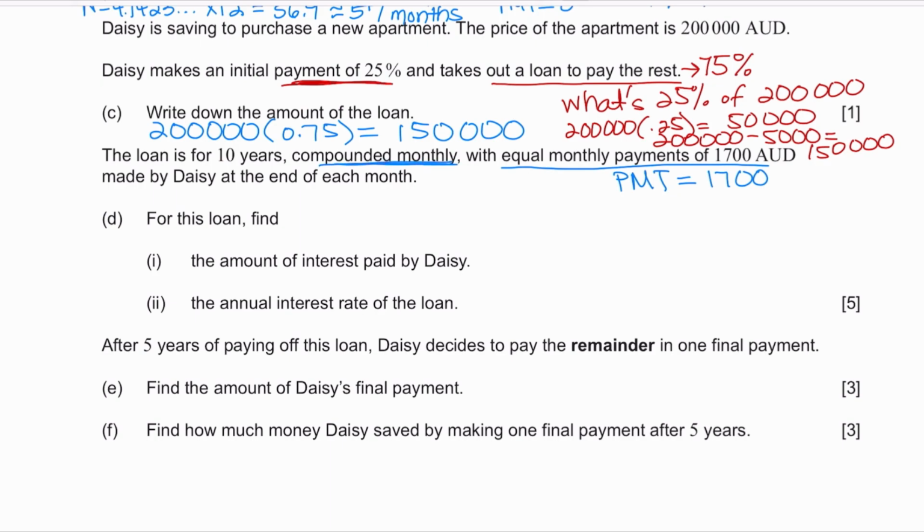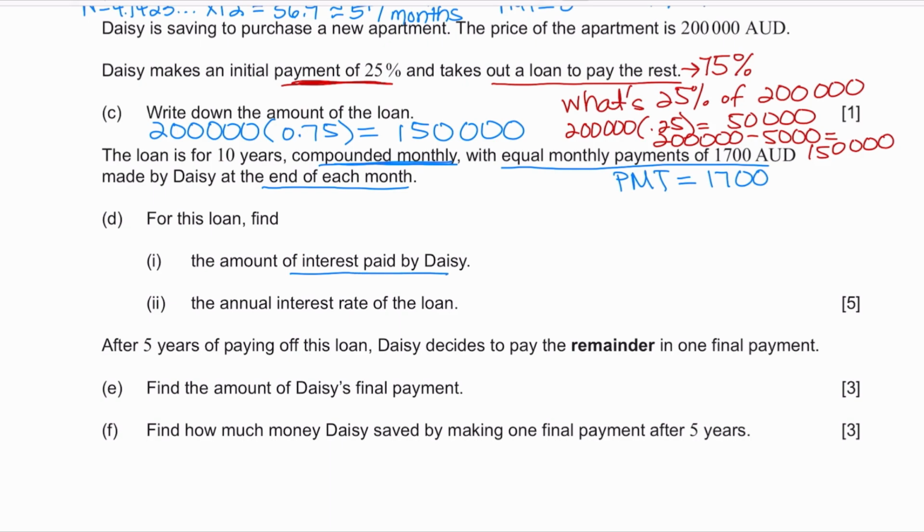It says the loan is for 10 years, compounded monthly. Okay, so now it's compounded monthly, not quarterly, with equal monthly payments of 1,700 Australian dollars made by Daisy at the end of each month. I think all of these IB problems are going to be at the end of each month, but obviously read the problem. If it says begin, then you would have to choose begin. But if it's end, then you would choose end.